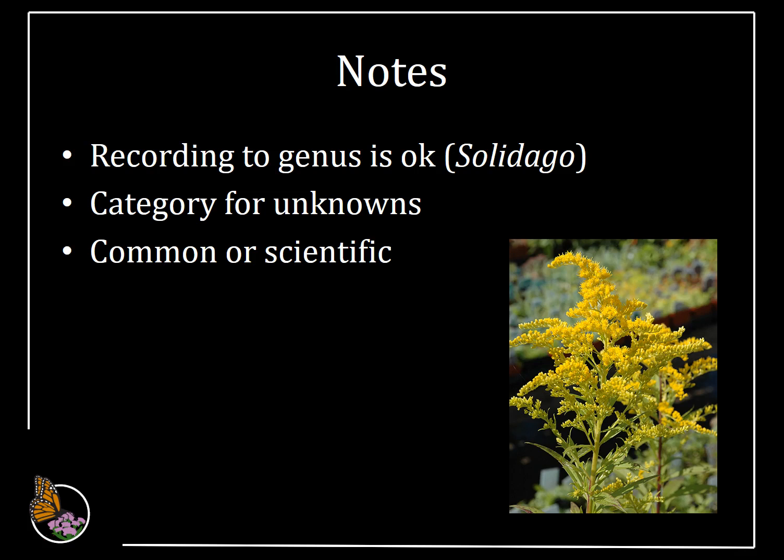In the data entry system, there is also a category for unknowns. If there is a plant you can absolutely not identify, you can record this as an unknown, and there is an option to record or upload a picture of it.